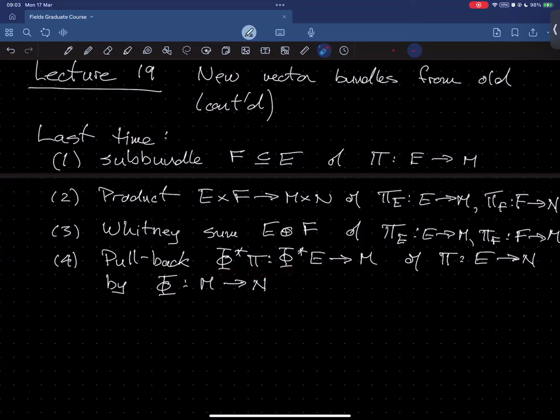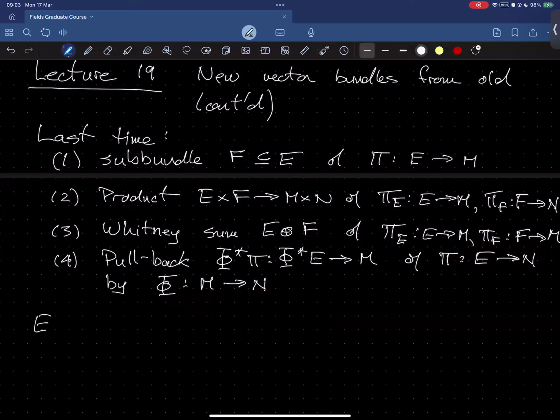The idea is that you have a vector bundle with base space some manifold N, and then you have a mapping, and these mappings and vector bundles are all C^r for some suitable r, and a mapping which takes values in the base space here. You take the vector bundle, which is over N, and you pull the fibers back from N to M. That's the idea of the pullback bundle.